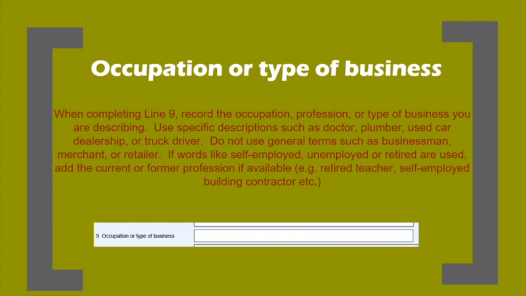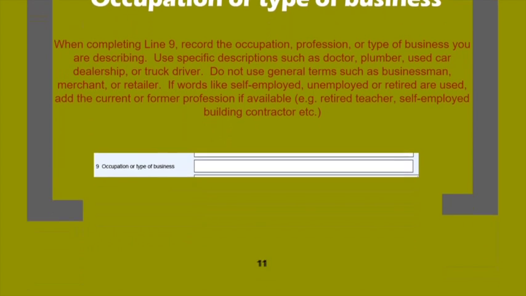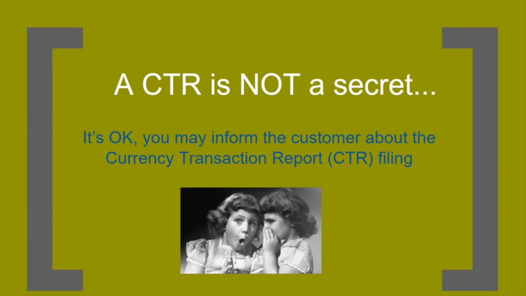When completing line 9, or Occupation or Type of Business, you must record the occupation, profession, or type of business you are describing. Use specific descriptions such as doctor, plumber, used car dealership, or truck driver. Do not use general terms such as businessman, merchant, or retailer. If words like self-employed, unemployed, or retired are used, add the current or former profession if available. For example, retired teacher or self-employed building contractor. Remember, a CTR is not a secret. You can inform the customer that you are filling out a CTR and get the information you need to complete the form accurately.